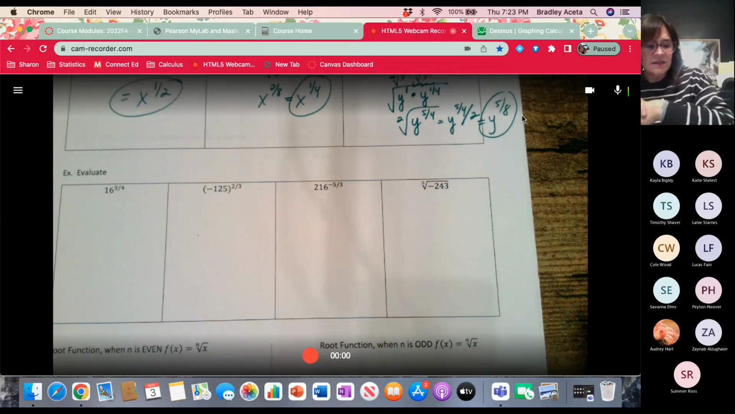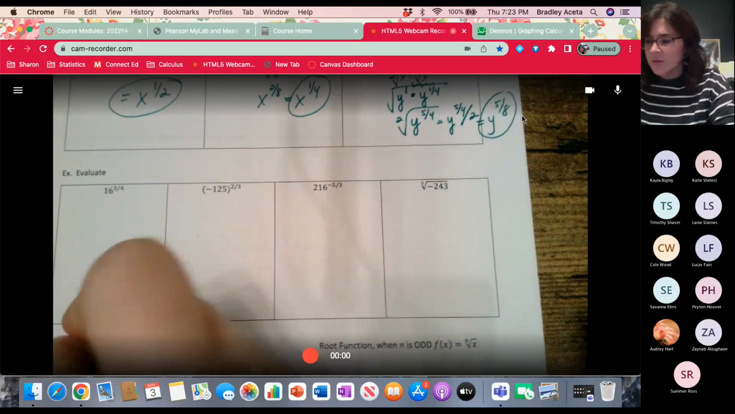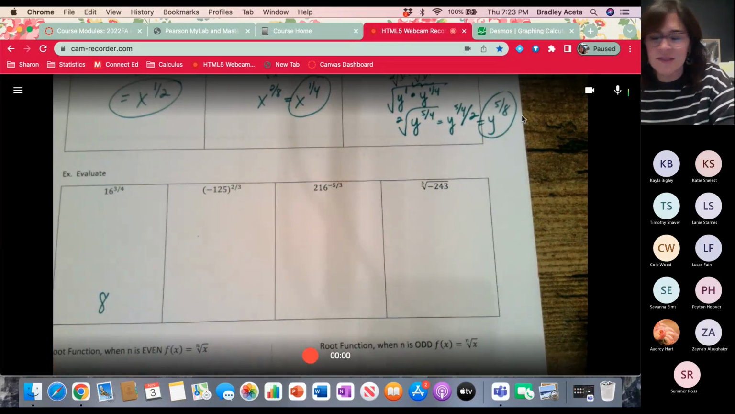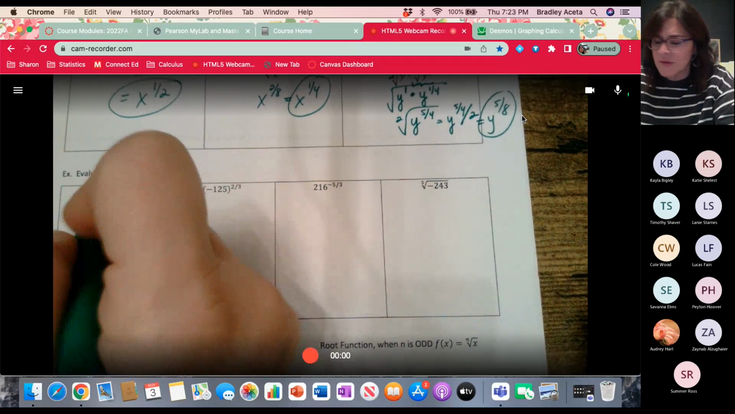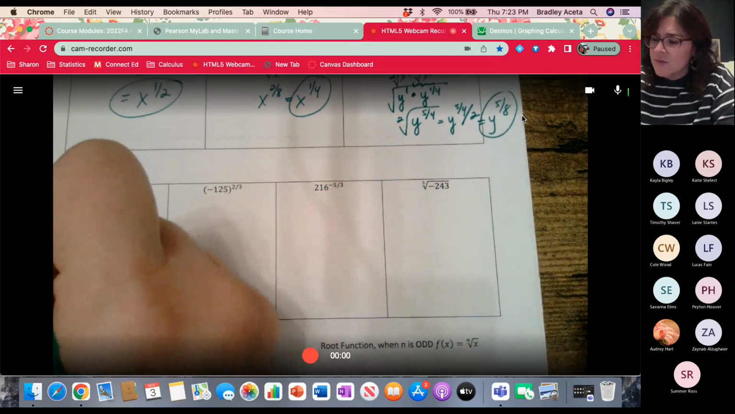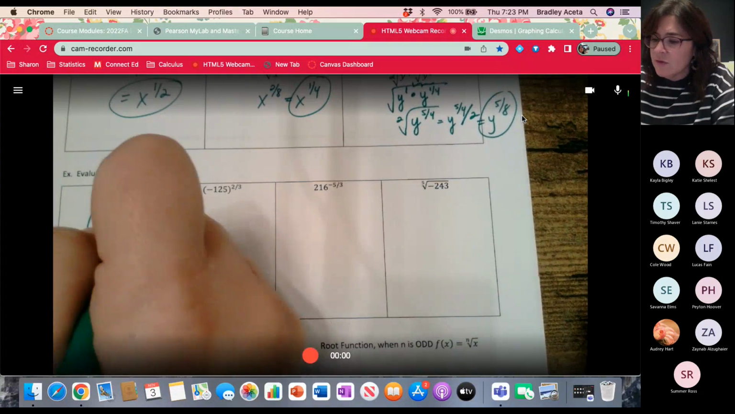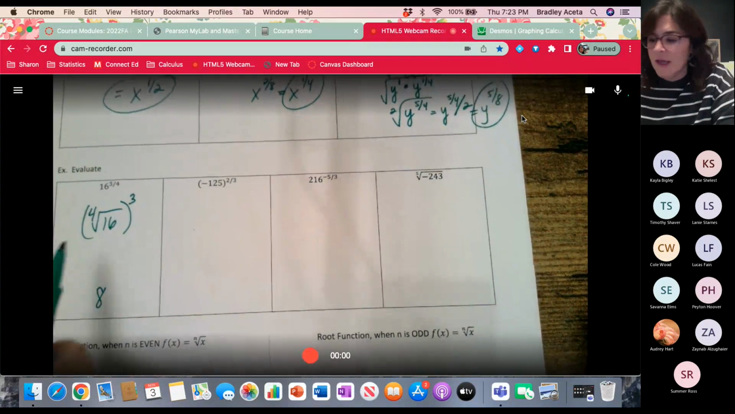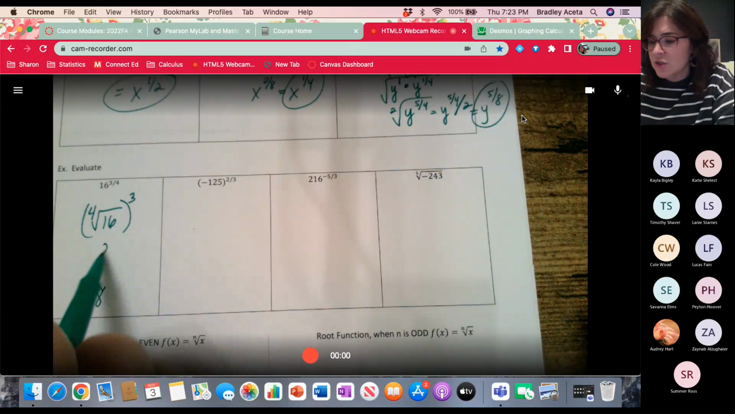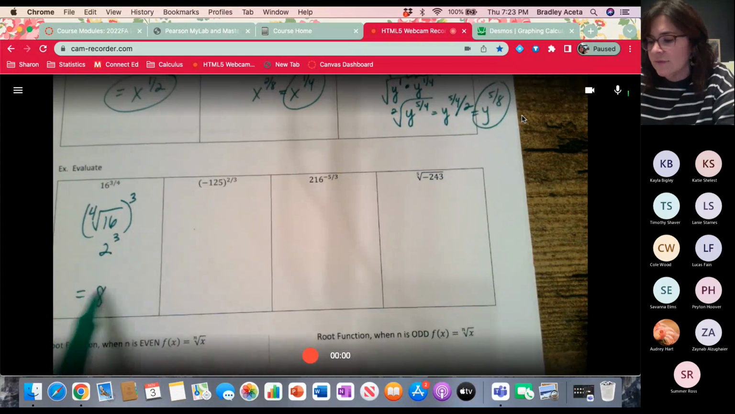So 16 to the 3/4. Again, you can let your calculator do all the work. It will give you an 8, but just to show you what it's doing, because I know there's people that want to know. This is really the 4th root of 16, and then you cube it. And the 4th root of 16 is 2, and 2 cubed is 8.